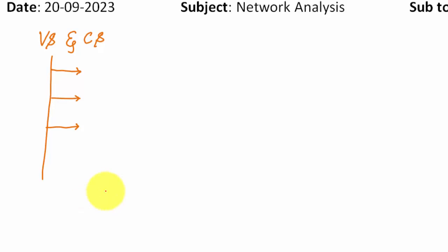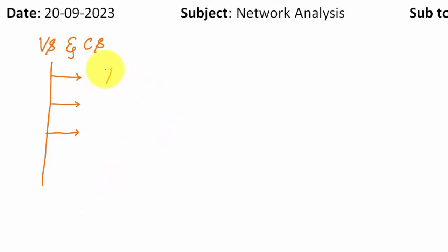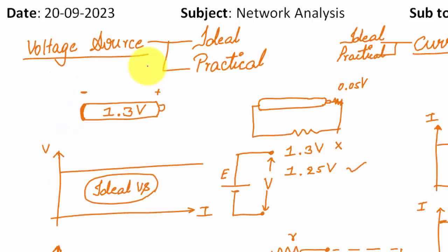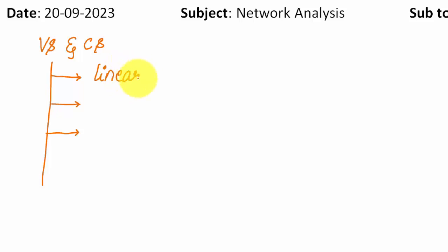So first, on linearity, we have to tell whether it is a linear element or a non-linear element. Next classification you tell. Next thing that we have written with respect to resistor.